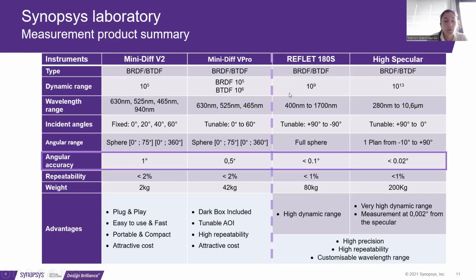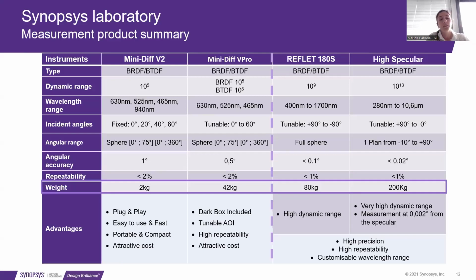Regarding the angular accuracy, which corresponds to how close to the specular we are able to detect scattering, we have 1 degree for MiniDiff V2, 0.5 degree for MiniDiff V Pro. For reflect, we are inferior to 0.1 degree, and for the high specular, inferior to 0.02 degree.